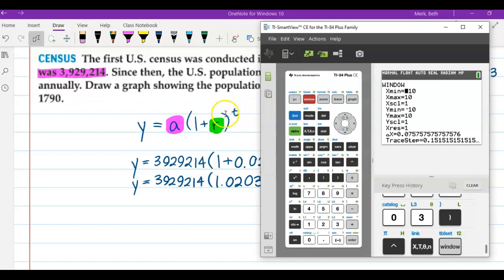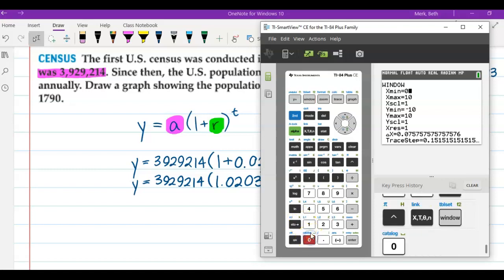X, or t, represents time. Time can't be negative here, so the time starts at 0. 1790, how many years ago was that? Well, 2020 take away 1790 would be approximately 230 years. So let's play it safe. Let's call it 250, just so that we can capture enough graph.